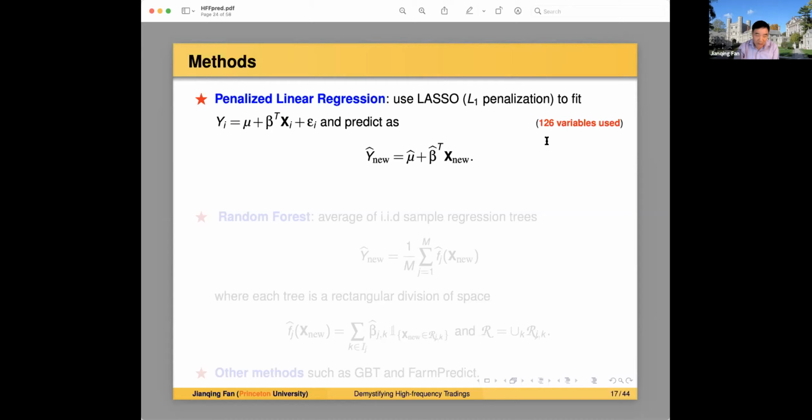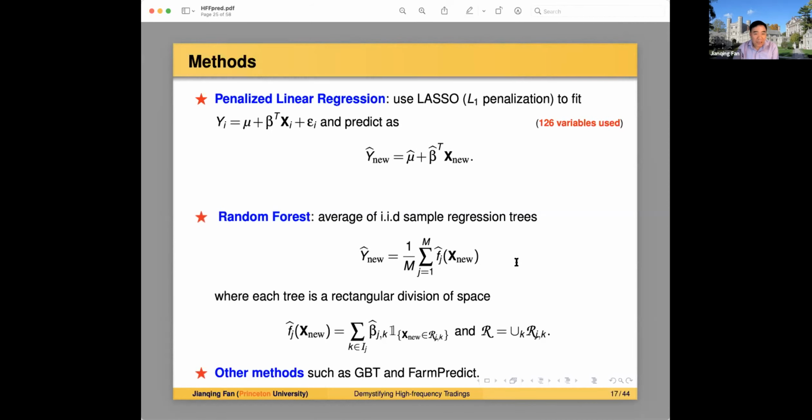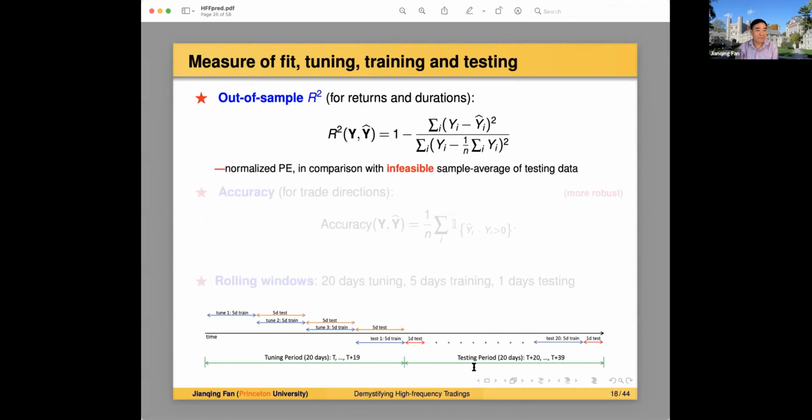And then, of course, this is the classical random forest. We use random forest as a non-parametric predictor. On the other hand, we also tried other methods like gradient boosting trees, FarmPredict, and so on. The results are similar in our robustness studies.